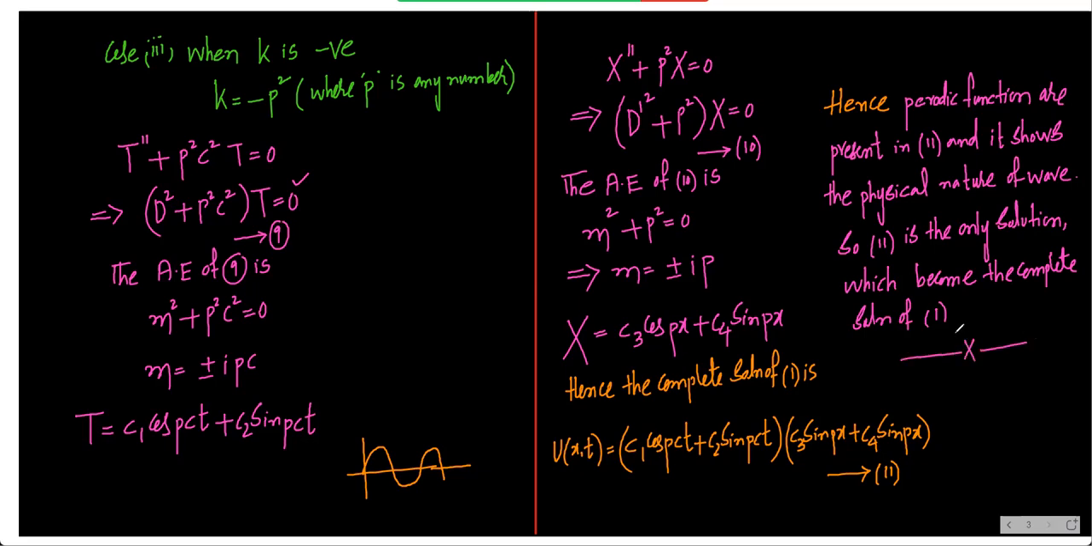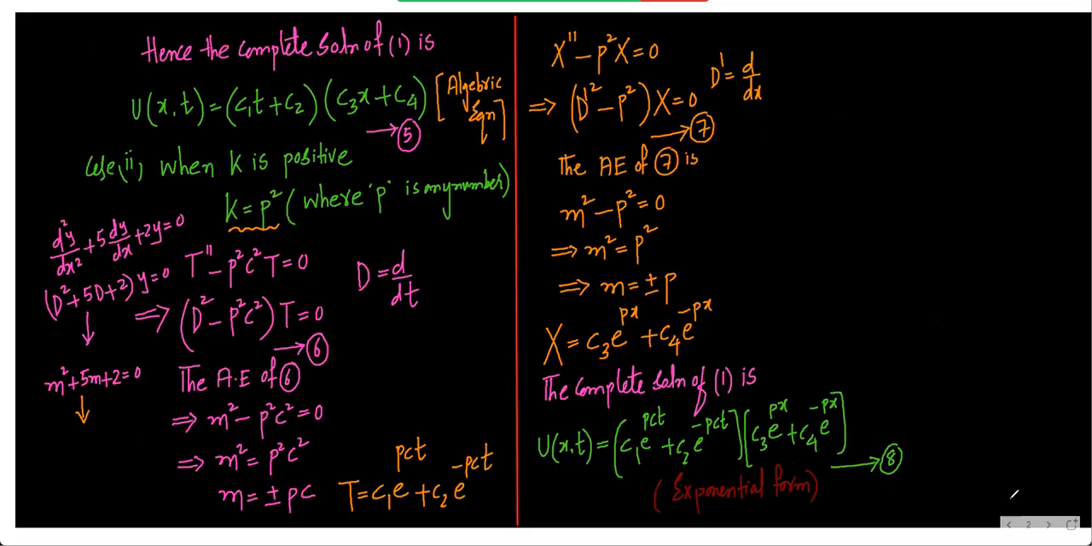I hope you understand. When will you understand? If you are perfect in the method of separation of variables, and also you know the graphs of the exponential function, and you know the graphs of sin x and cos x, which are in the intermediate first year periodic functions concept. If you remember all those things, you can understand. Definitely 11 is the only equation which satisfies the physical properties of the wave equation. Then we say that 11 is the solution of the wave equation. So this is the procedure.